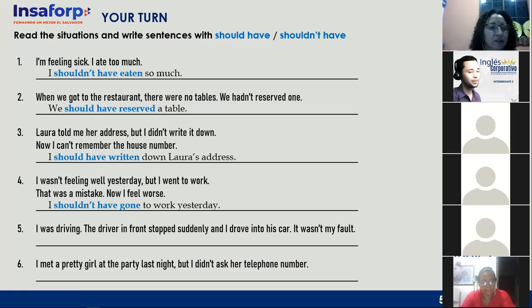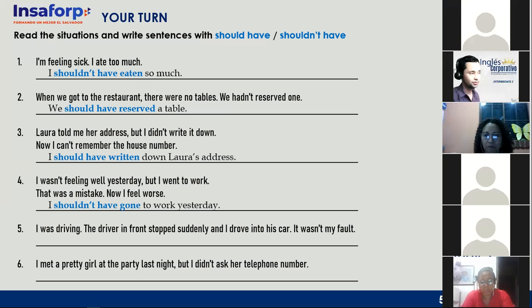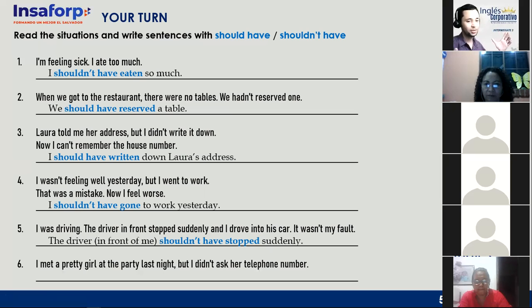What about number five? I was driving. The driver in front stopped suddenly, and I drove into his car. It wasn't my fault. No fue culpa mía. So, what can you say? Volunteer, please. Sandra. The driver shouldn't have stopped suddenly. Correct. The driver, pongo en paréntesis in front of me porque no es necesario. The driver in front of me shouldn't have stopped suddenly. Very good. Thank you, Sandra.